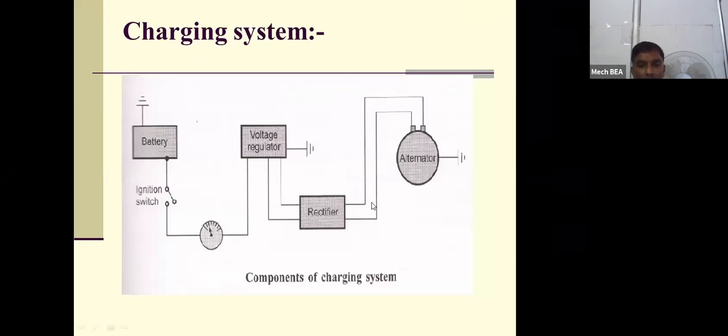Then this is again a line diagram for the charging system: battery, ignition switch, voltage regulator, rectifier, and the alternator. The alternator is the main element, which takes rotation from the engine via the pulley and is used to get the battery charged.